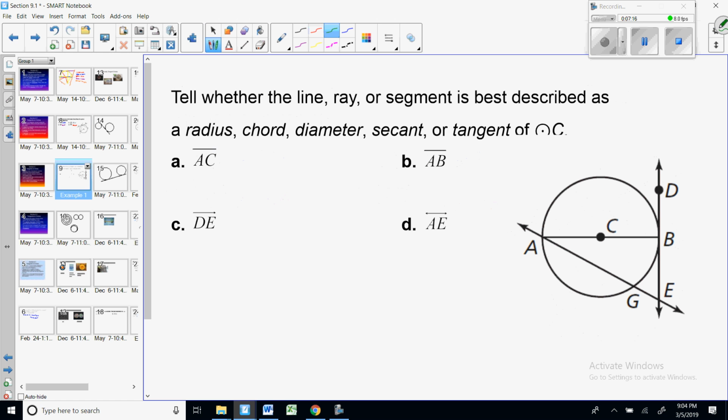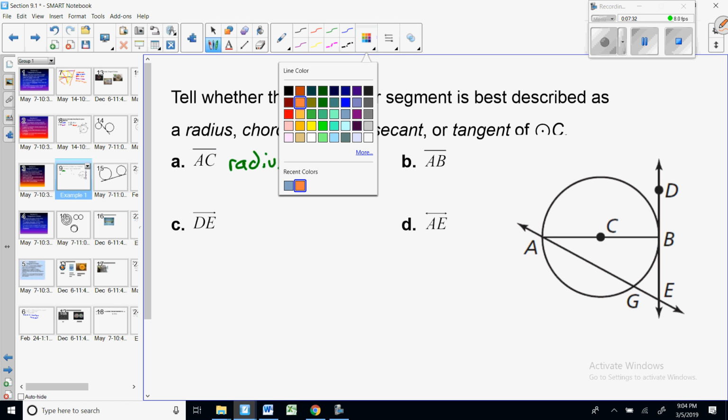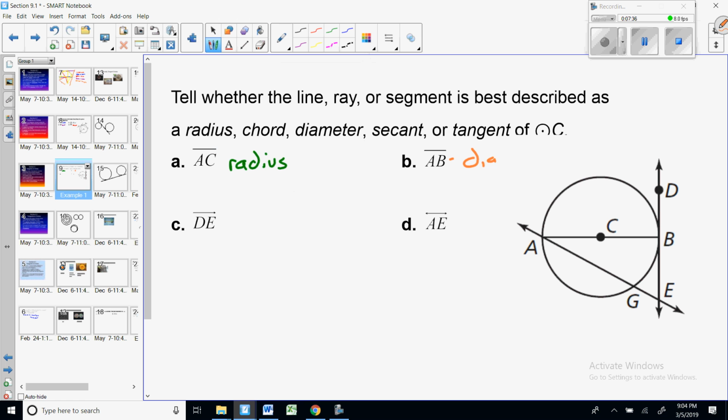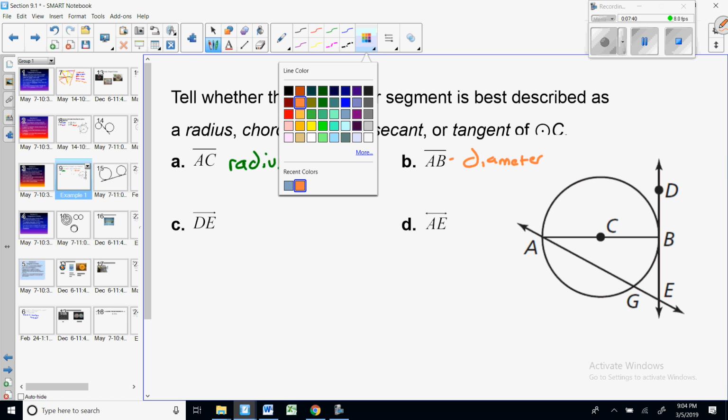Okay, we want to tell whether the line, ray, or segment is best described as a radius, a chord, a diameter, a secant, or a tangent of circle C. Segment AC is a what? Okay, segment AC is a radius. What about segment AB? AB is a diameter. Okay, it's a chord that runs through the center of the circle and crosses our chord.